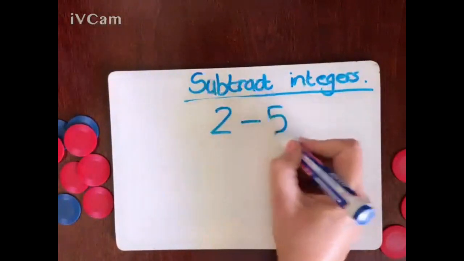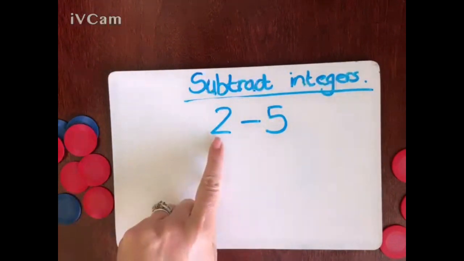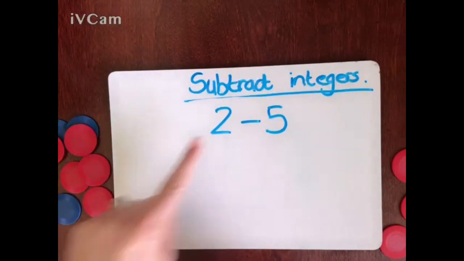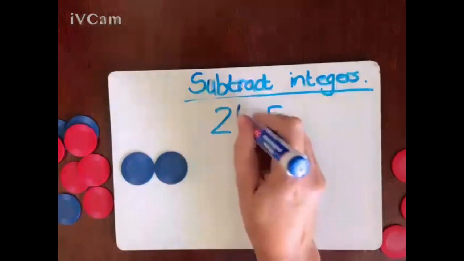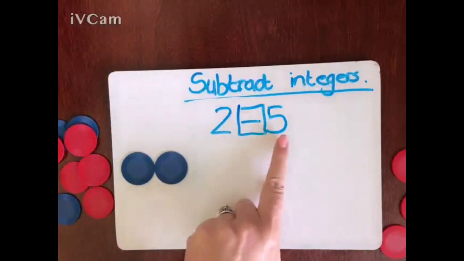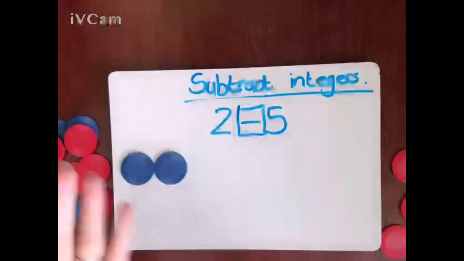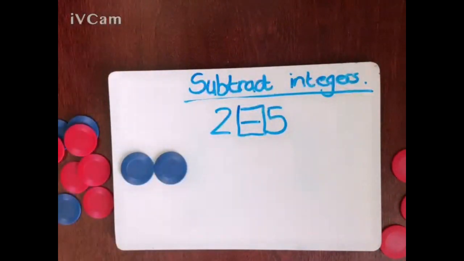2 minus 5. Let's model this. What does this mean? It means positive 2, hey? I didn't write anything in front of the 2, so it means it's 2 positive discs. Because I take this as a take away action, I need to take away what? 5 blue discs. But I do not have 5 blue discs. I only have 2 blue discs. So what now? No problem.